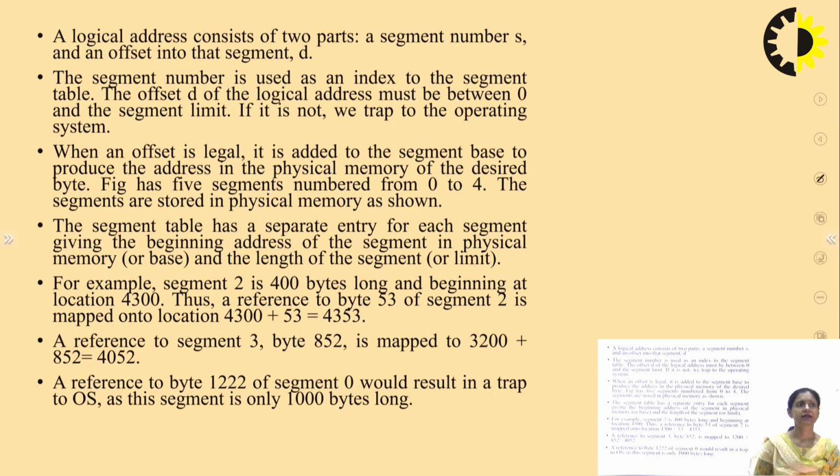So a logical address consists of two parts, the segment number and the offset. The segment number is used as an index to the segment table. The offset d of the logical address must be between 0 and the segment limit. If it is not, then we send a trap to the operating system. When an offset is legal, it is added to the segment base to produce the address in the physical memory of the desired byte.